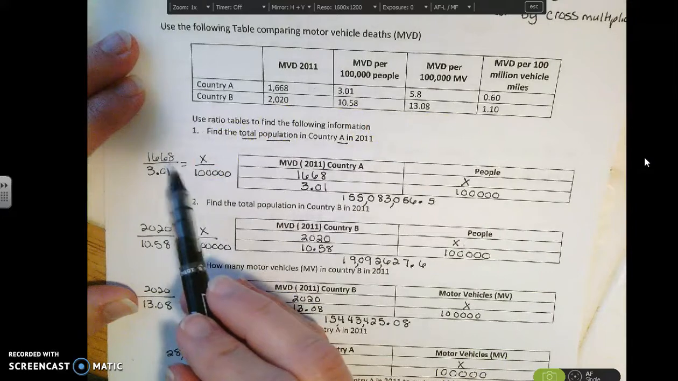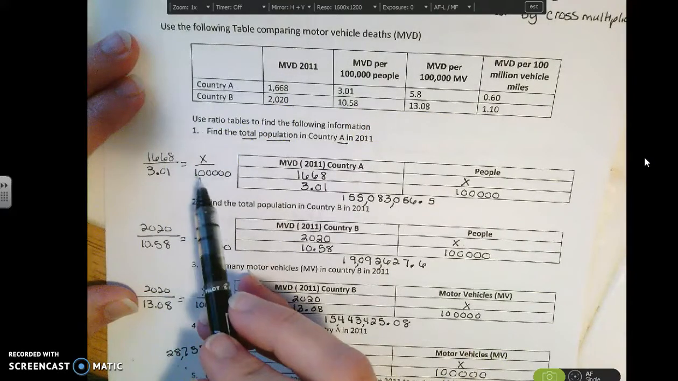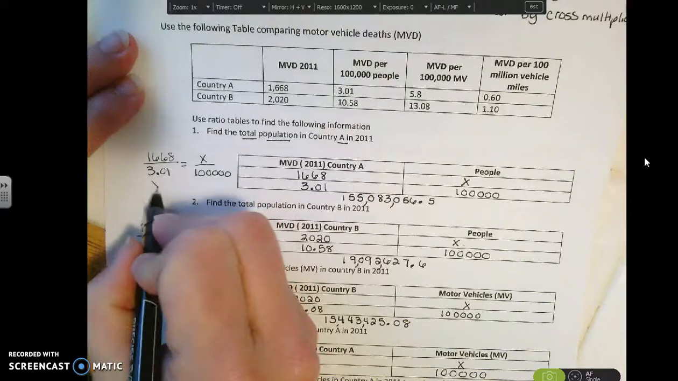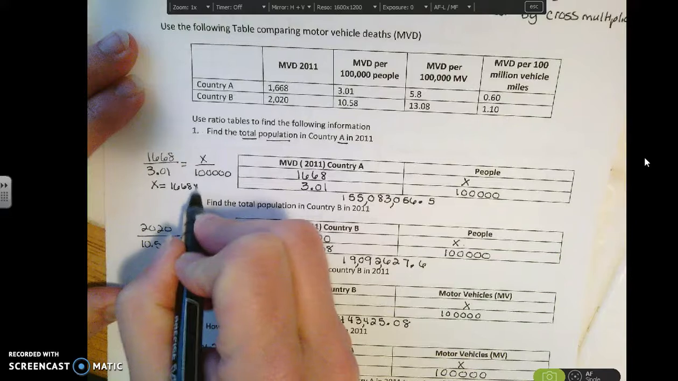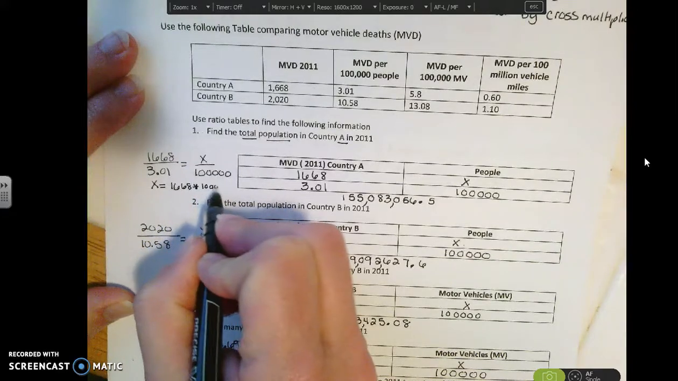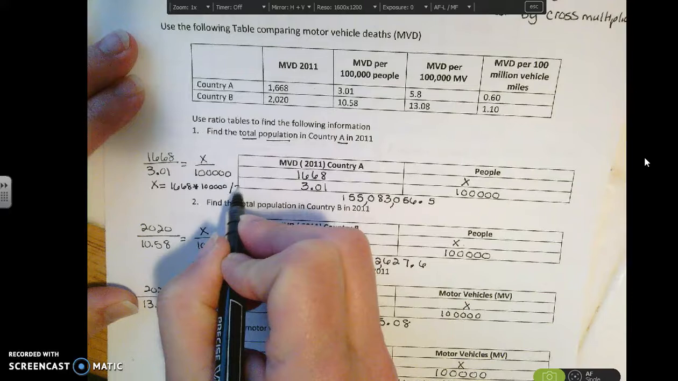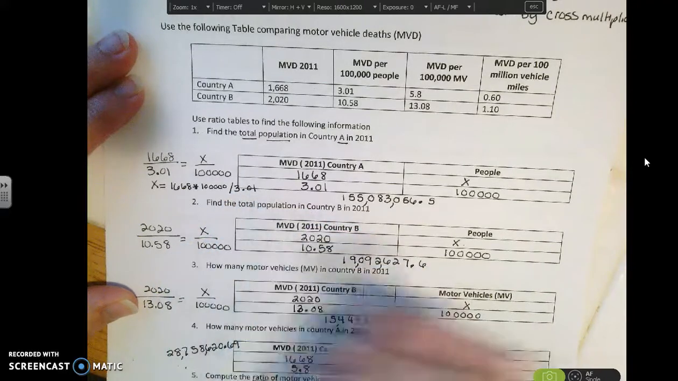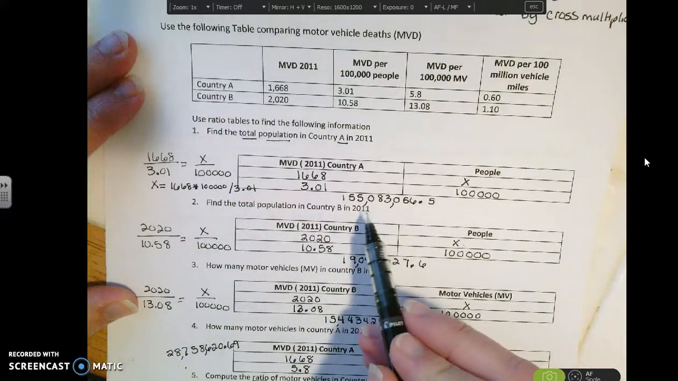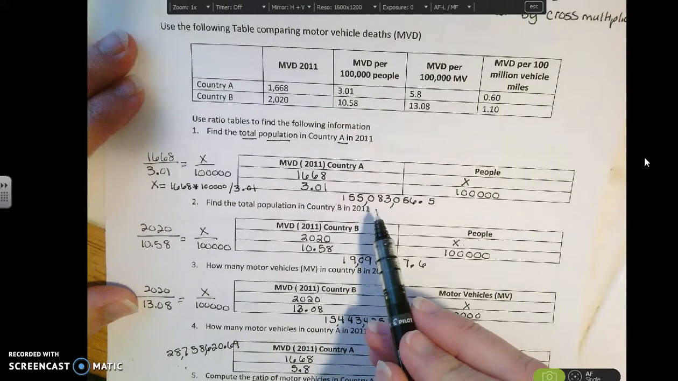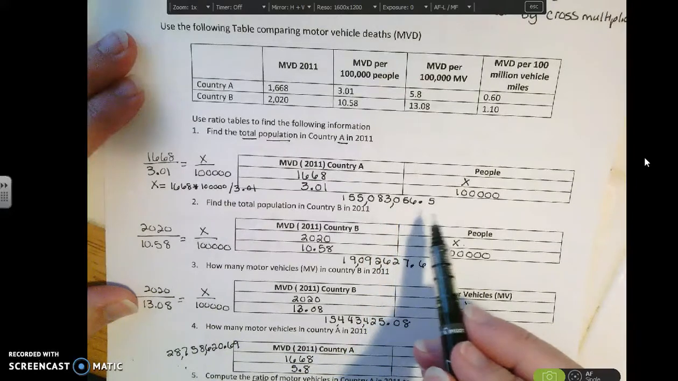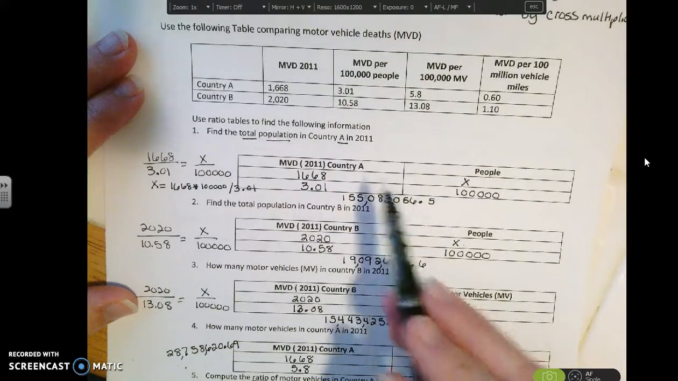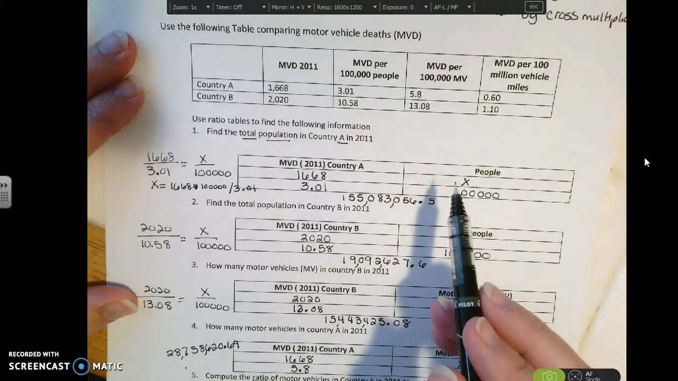And then I can use my cross multiplication, and I can cross multiply this, and I can end up with x equals 1668 times 100,000 divided by 3.01. And that's going to come up with 155,830,056.5 people. So that means that country A has about 155 million people.